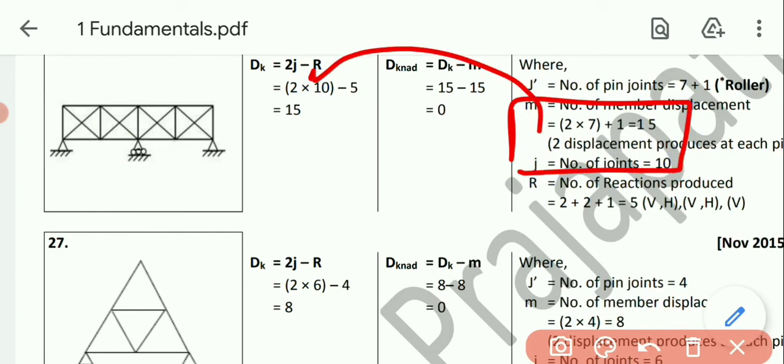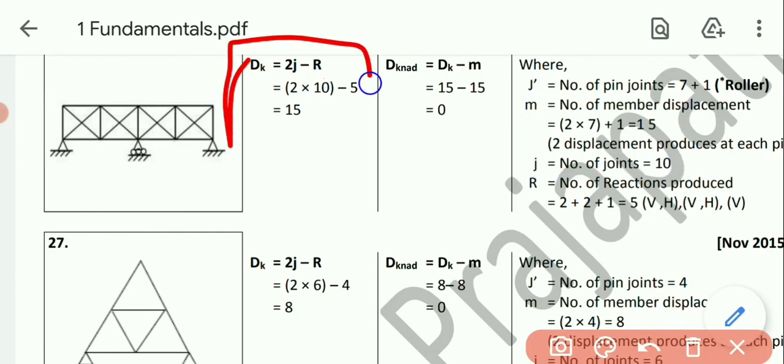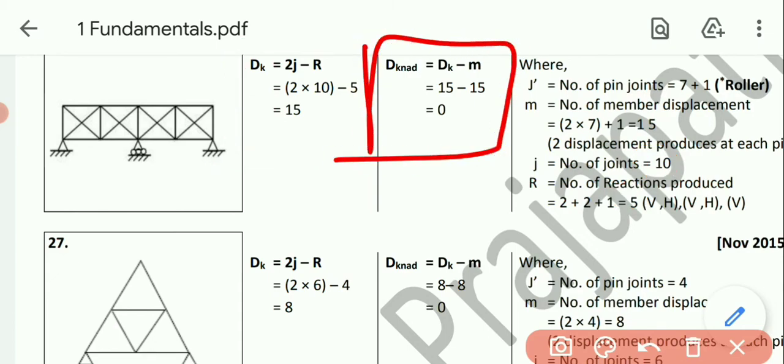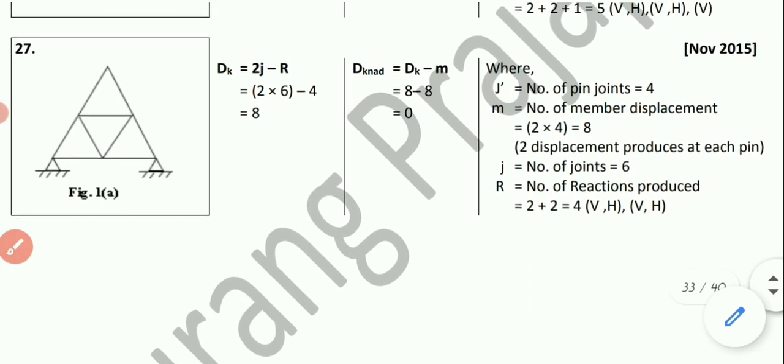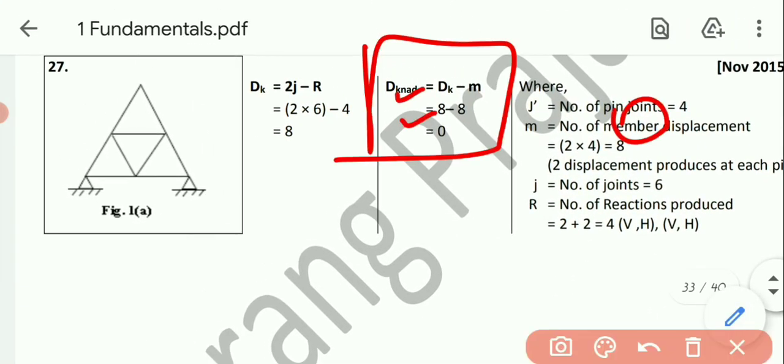So our Dk will be 15. Dk equals 2J minus R: joint 10, R is 5, 2 times 10 minus 5, 20 minus 5, answer is 15. And Dk none should be 0: Dk minus M, M is 15, so 15 minus 15, answer comes 0. Clear? And then the last one, that is this one.